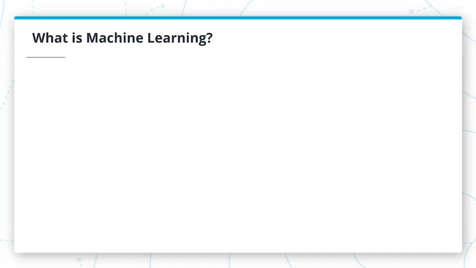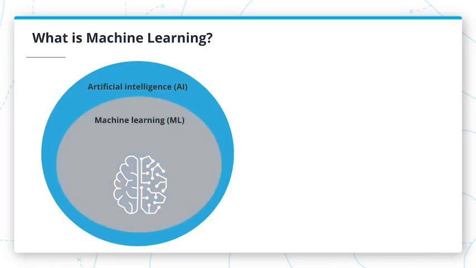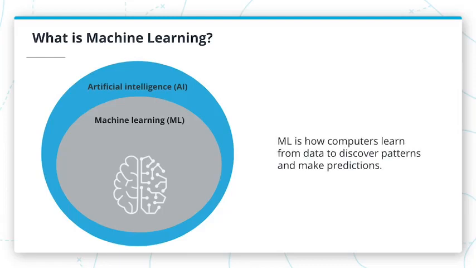To start, let's talk about the relationship between artificial intelligence, or AI, and machine learning. AI refers to the broad capability of machines to perform activities using human-like intelligence. Machine learning, or short form ML, is a type of artificial intelligence. It allows computers to automatically learn and improve from experience without being explicitly programmed to do so. Using machine learning, computers can learn from data to discover patterns and make predictions.